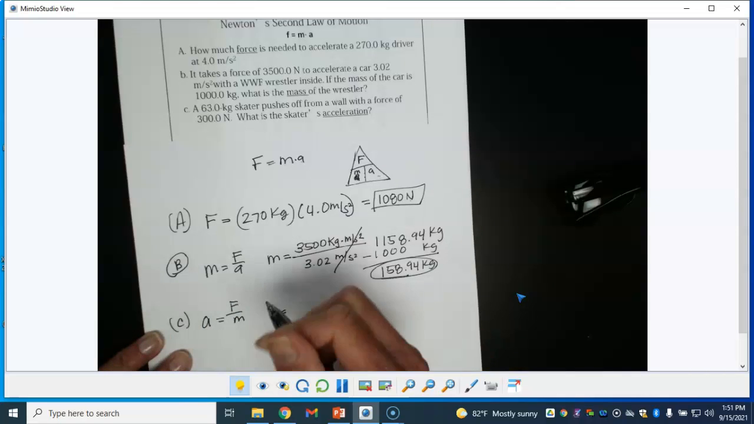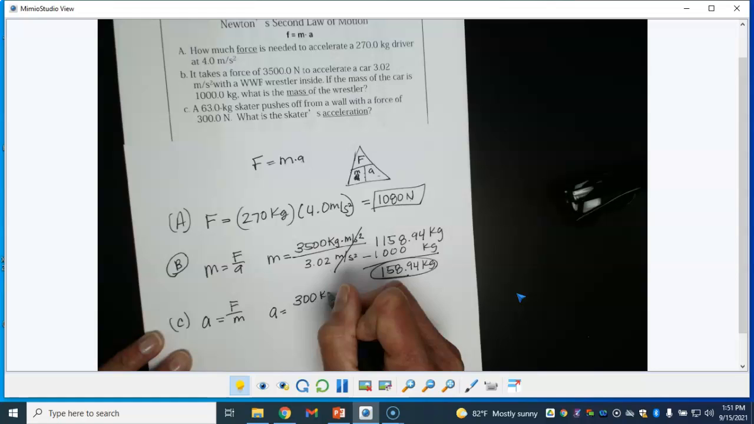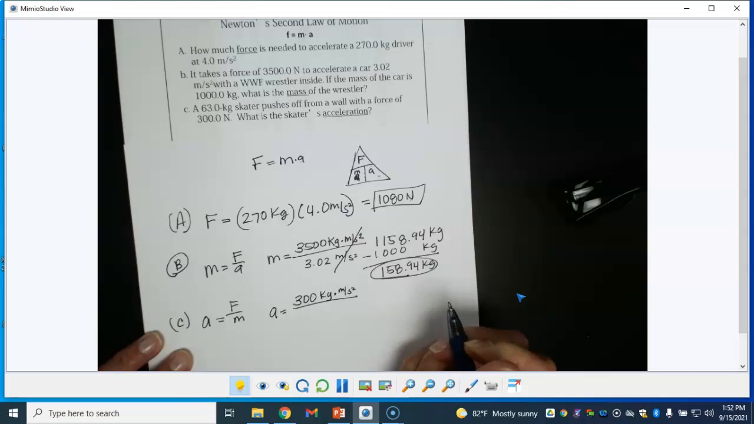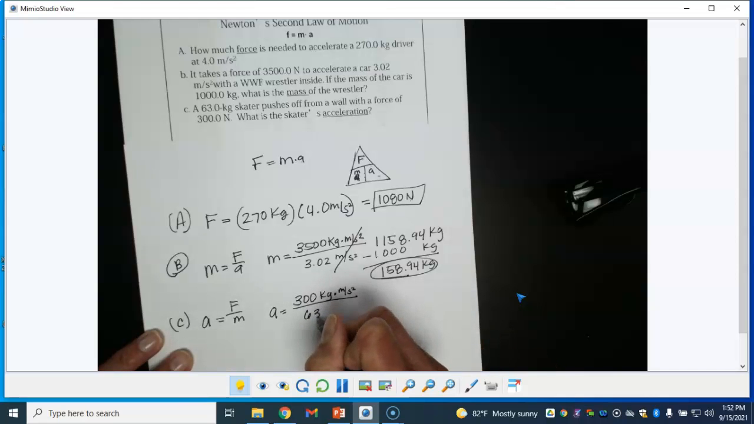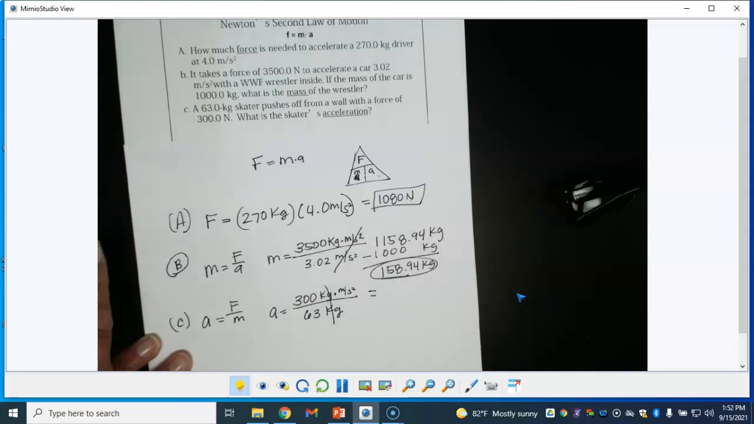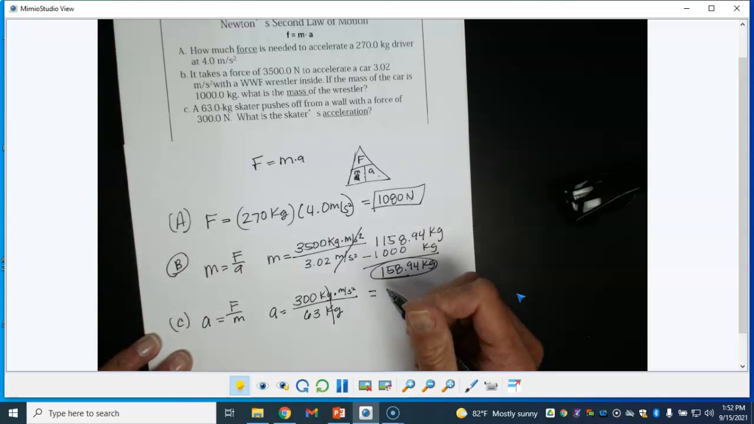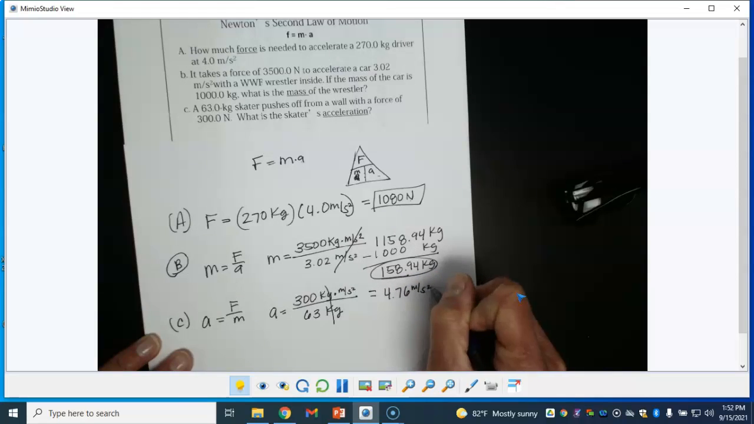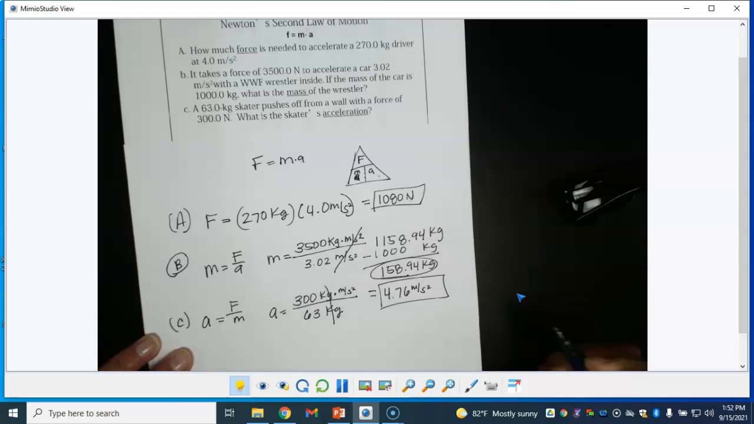So the force is 300 newtons. Again, I'm going to break down my newton into a kilogram times meters per second squared, all divided by the mass of the skater, which is 63 kilograms. Those cancel out. 300 divided by 63 tells us our skater is accelerating off of the wall 4.76 meters per second squared. It is acceleration and it should have a direction, but it has not given us a direction. So our answer is 4.76 meters per second squared.